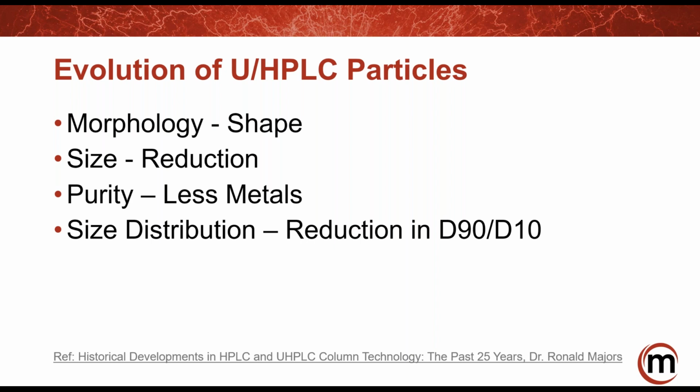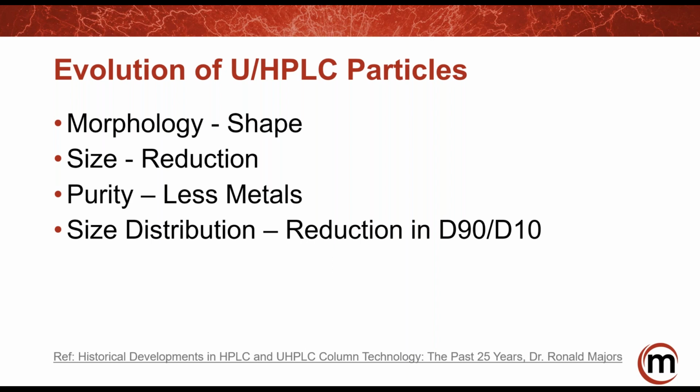We had irregular shaped particles, so there's a morphology type. Now most particles are spherical that you would buy commercially. Size has reduced over time. Initial HPLC columns were particle size of 100 micron, and now we're down to sub 2, and I think the commercially available 1.3 is now available.